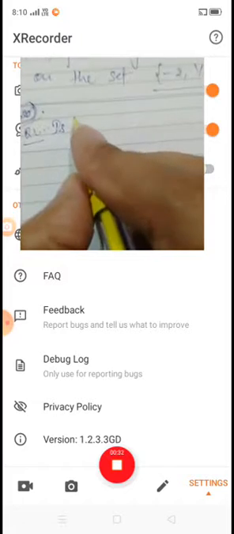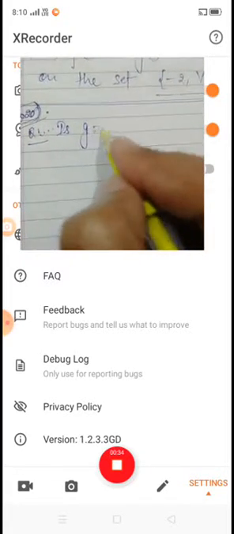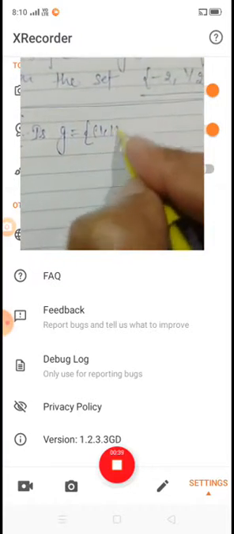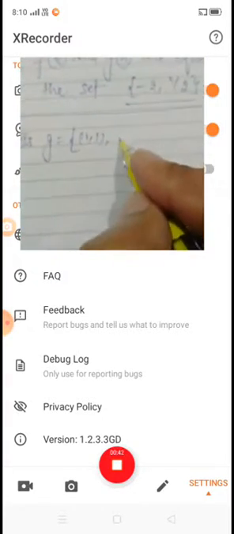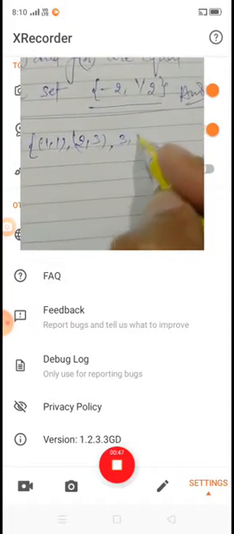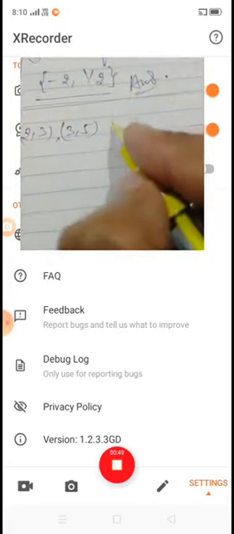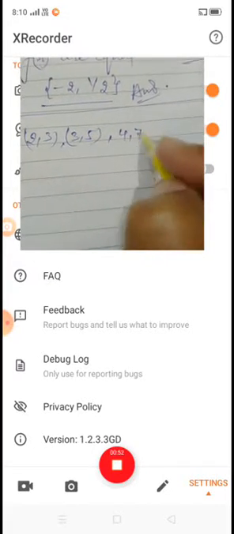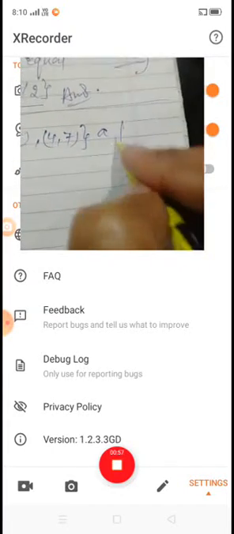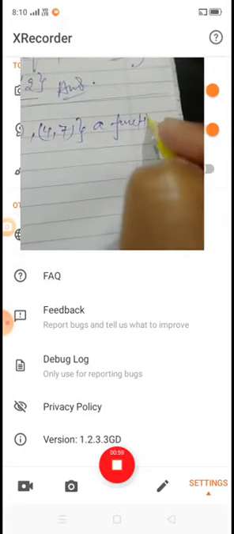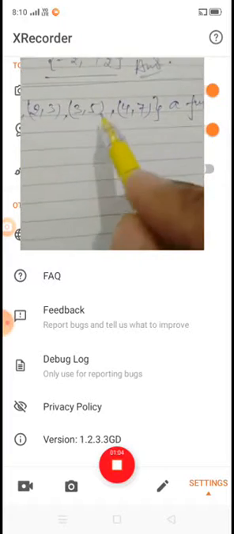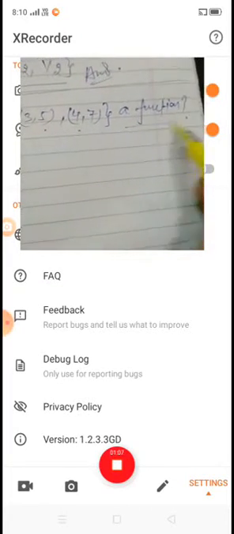Your first question is: g is equal to {(1,1), (2,3), (3,5), (4,7)}. Is it a function?